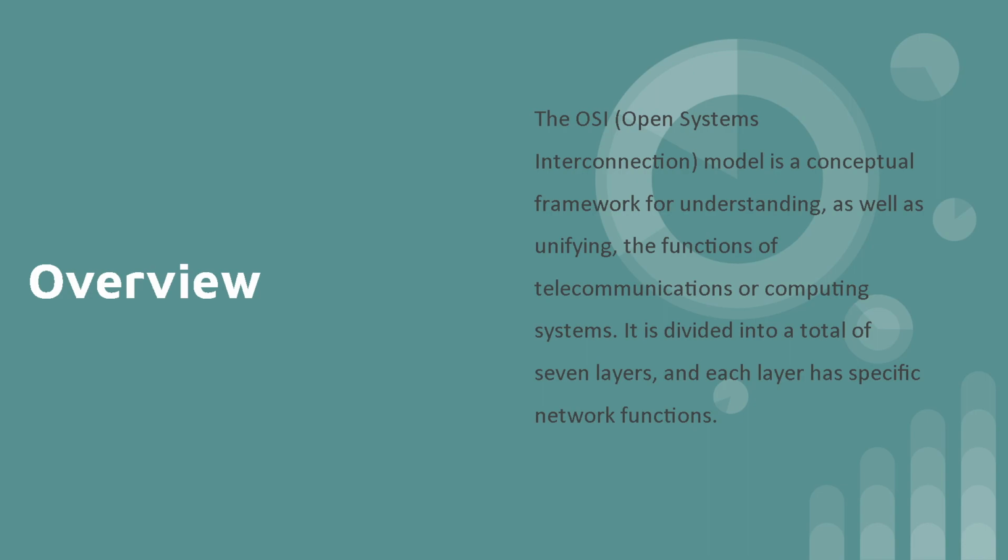So, overview. The OSI, also known as Open System Interconnection, is a conceptual framework for understanding as well as unifying the functions of telecommunications or computing systems. It is divided into a total of 7 layers, and each layer has specific network functions. Basically, each layer has different functions and it's built up on the previous layers.